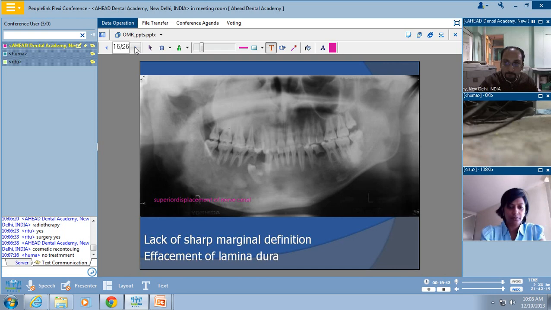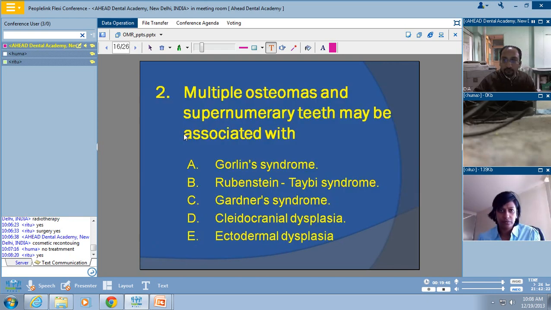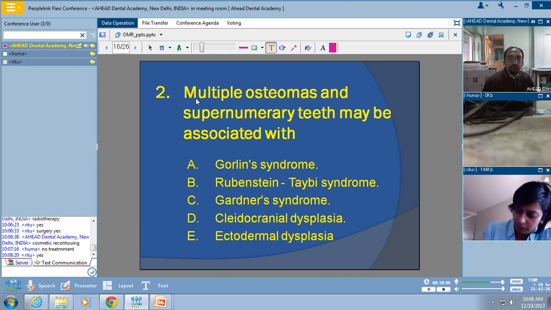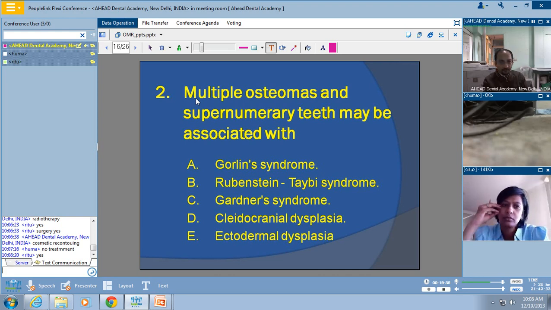Now the second question is, multiple osteomas and supernumerary teeth may be associated with, we have the following choices: Gorlin syndrome, Rubinstein-Taybi syndrome, Gardner syndrome, cleidocranial dysplasia and ectodermal dysplasia. Multiple osteomas, how do these osteomas actually appear? Now if you can see this slide, multiple osteomas, can you see this?